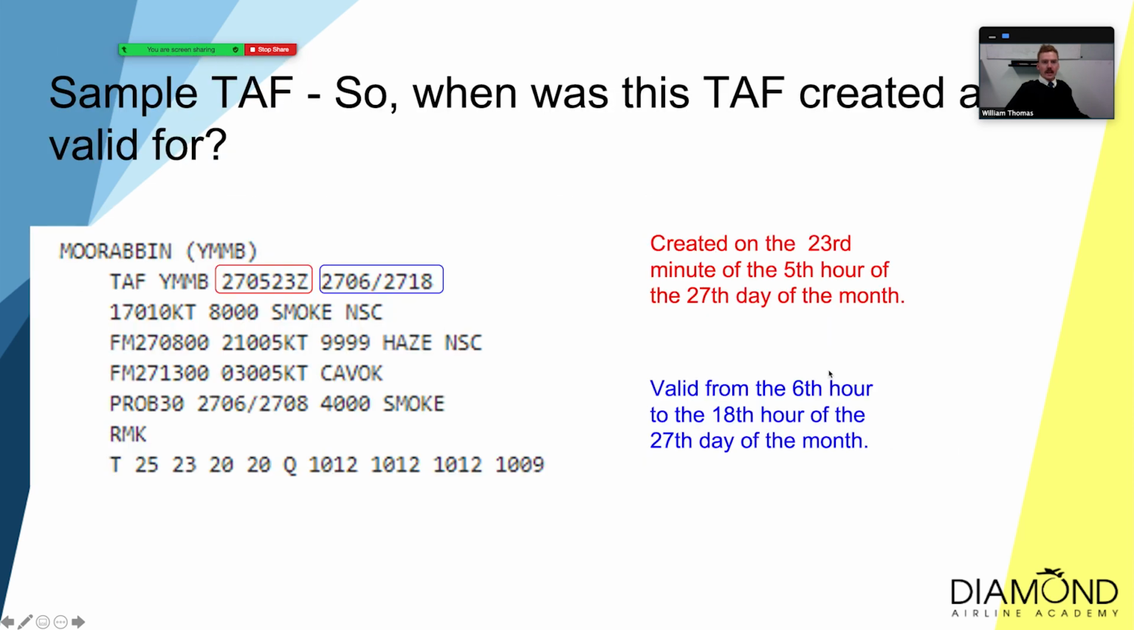And here they are on the terminal area forecast. So let's go through. This is Moorabbin's terminal area forecast issued on the 27th day of the month at 0523 Zulu, valid between the 27th day of the month at 0600 Zulu until the 27th day of the month, 1800 Zulu.